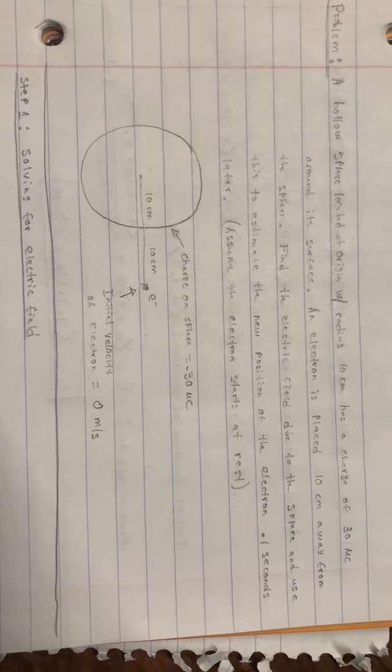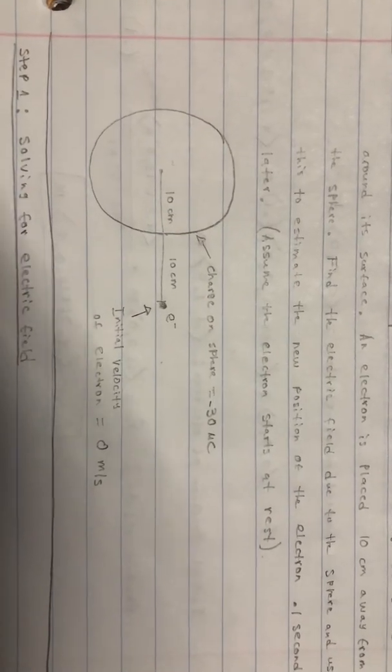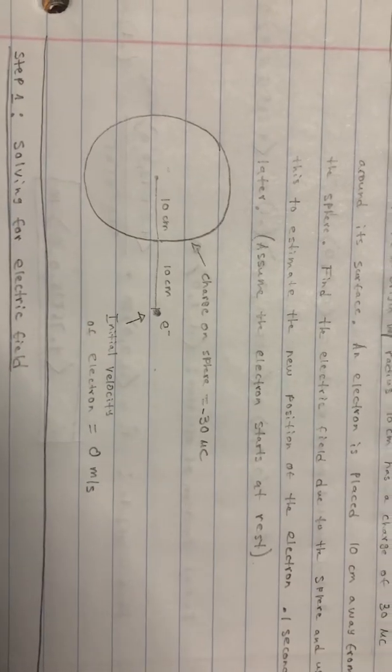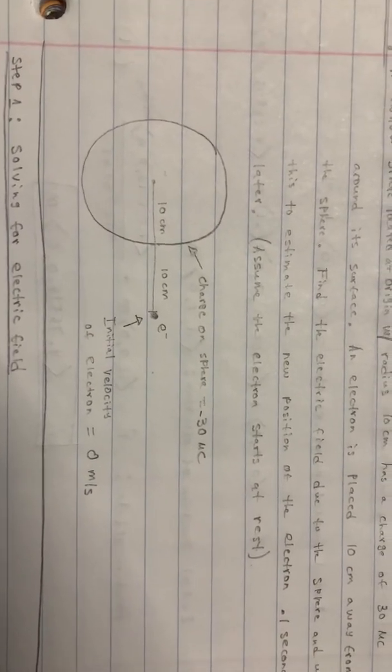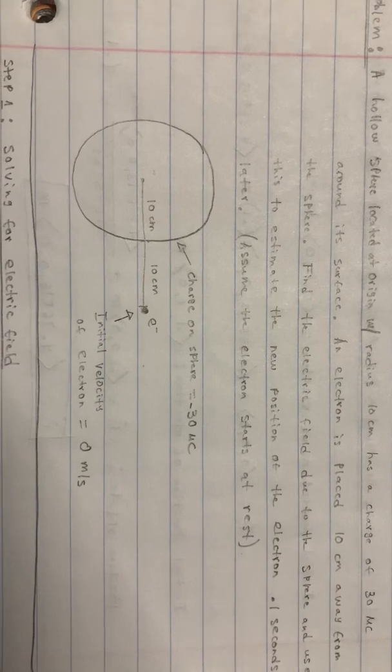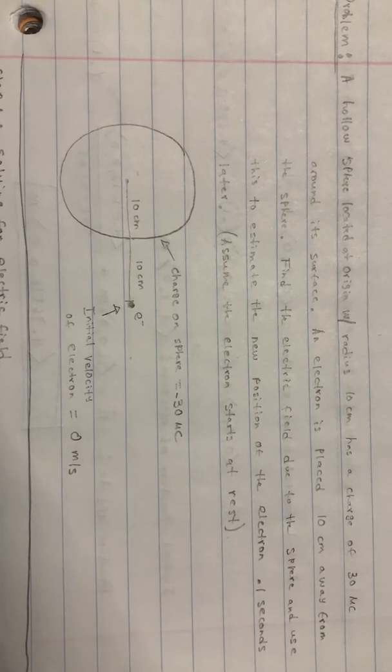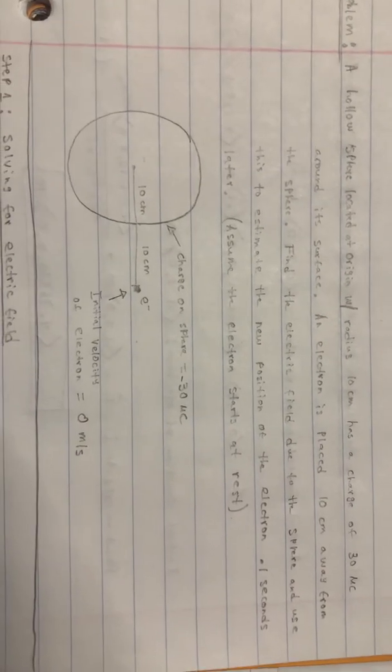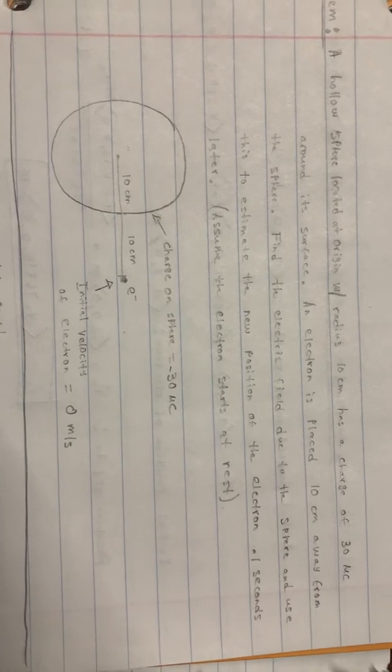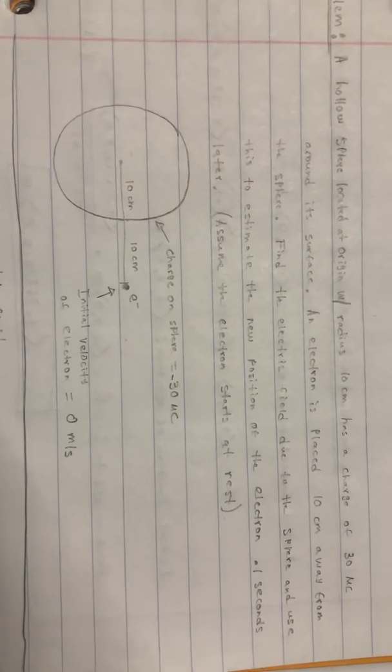And so before we move on to predicting the new position of the electron, I just want to point out that since we know that it's a negative charge on the surface of the sphere and an electron has a negative charge, the electron should be moving away from the hollow sphere, and so that's just a good thing to keep in mind when moving forward, because if we get anything different, then we might need to go back and double check our calculations.